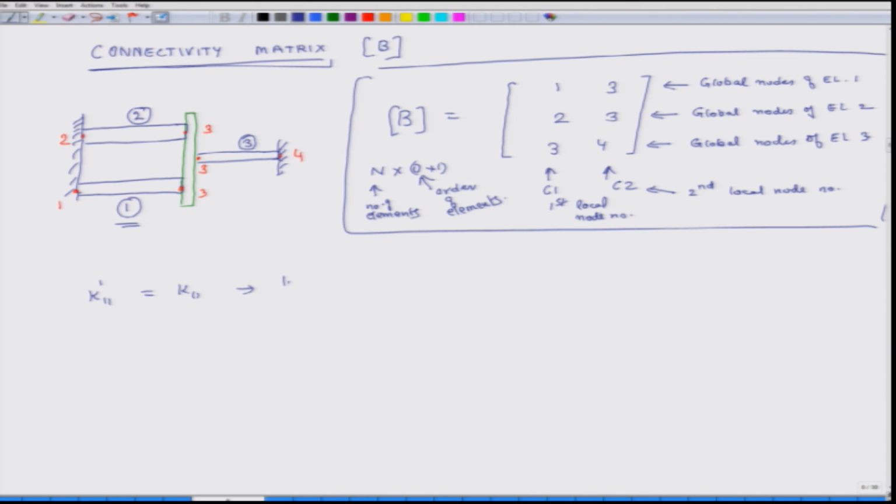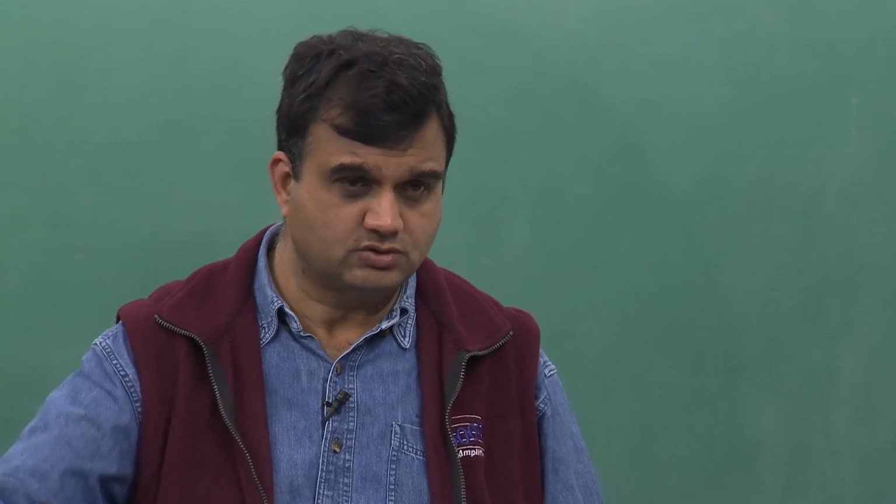Because local node 1, this is local node 1, this is local node 2. So, local node 1 corresponds to global node 1. Actually, that will just create confusion. I will erase this. Okay. First vector corresponds to the first node, second vector corresponds to second node, third vector corresponds to third node, and so on and so forth. Okay.